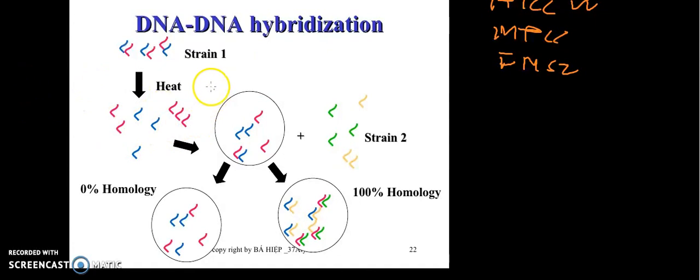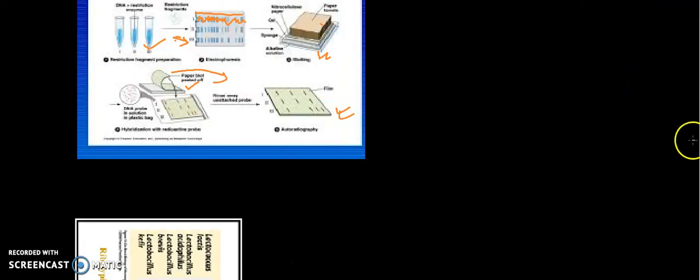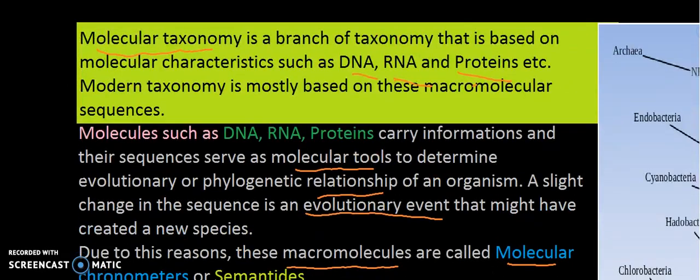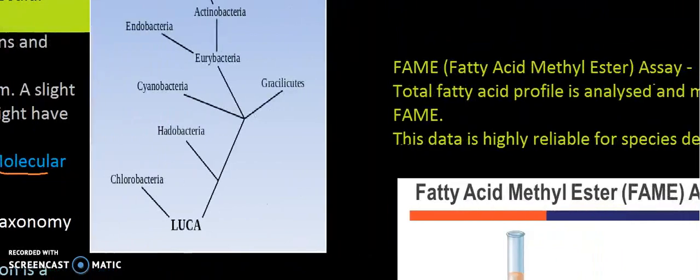Suppose strand 1 is your query sequence and strand 2 is the known type specimen. These are the fragments of DNA that have been fragmented and denatured by heating, and then they are allowed to hybridize. If 100% hybridization occurs, then you can say strand 1 is the same as strand 2. Otherwise, it is not. So this is how DNA-DNA hybridization is done. It is a confirmation test. The same is the case with DNA-RNA hybridization, but that is not recommended that much, because DNA-RNA hybridization is difficult to handle, but it has the same principle.